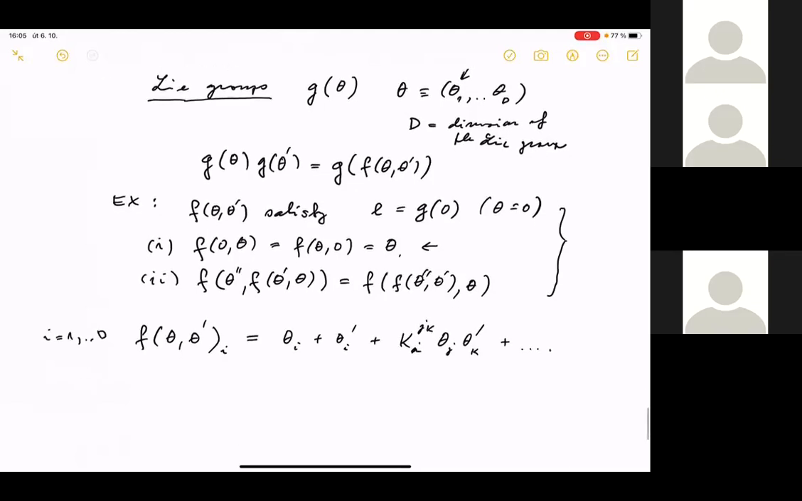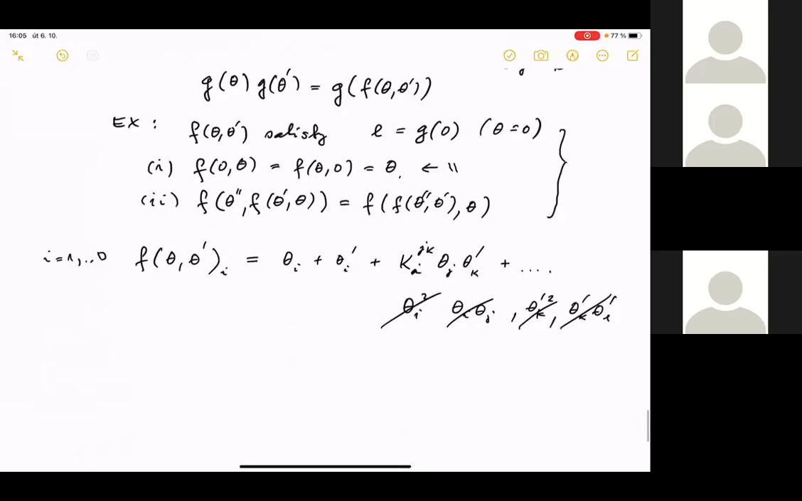It is clear that it must be so, because if we admitted also terms like theta i squared, or theta i theta j, or theta k prime squared, or theta k prime theta l prime, then this first condition, which should be satisfied by these functions f, would not hold. These terms are not allowed, and up to quadratic terms we have such an ansatz for this function. These are some, up to now unknown, constants.